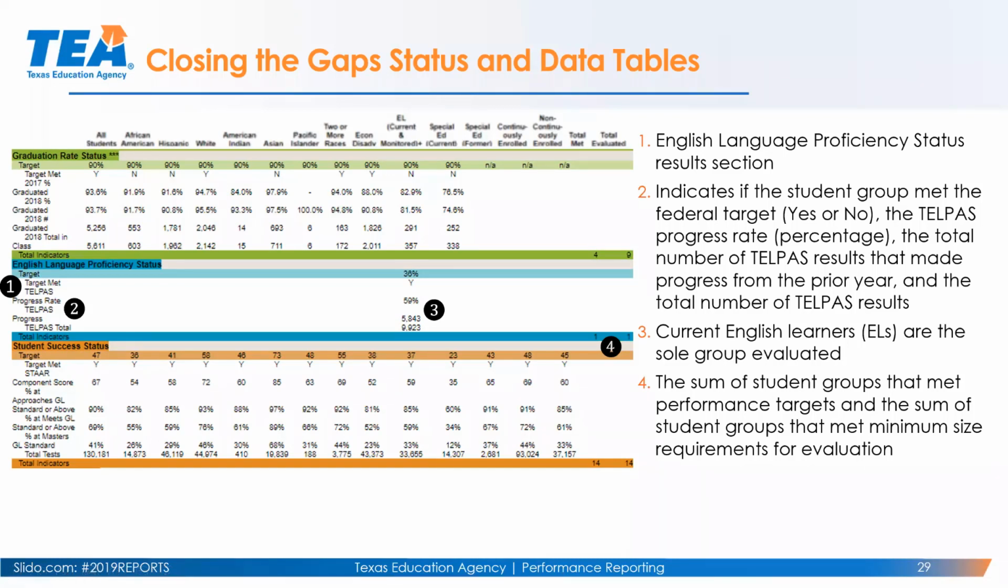The next section looks at the English language proficiency status. We're only looking at one particular student group, which is current ELs. So the section is for English language. I look to see, did that student group meet its target, yes or no? They met their target because of my total TELPAS results, 9,923. My numerator would be those that showed progress from last year to this year. Numerator over denominator is 59%, which is above the federal target of 36. So yes, that student group met their target. And that is summarized in section 4: 1 total evaluated, 1 total met.